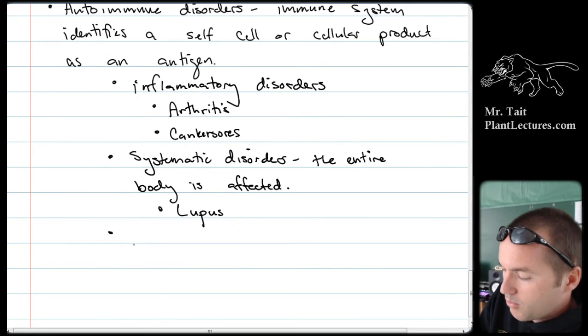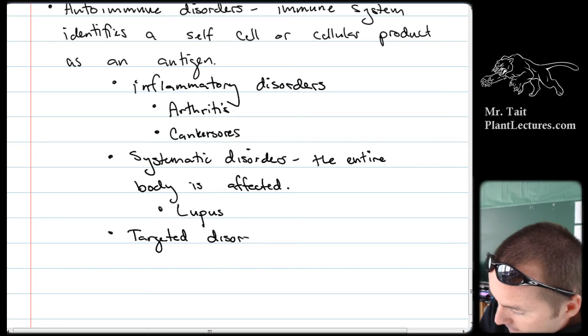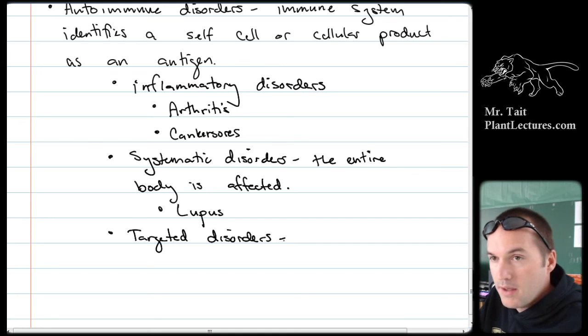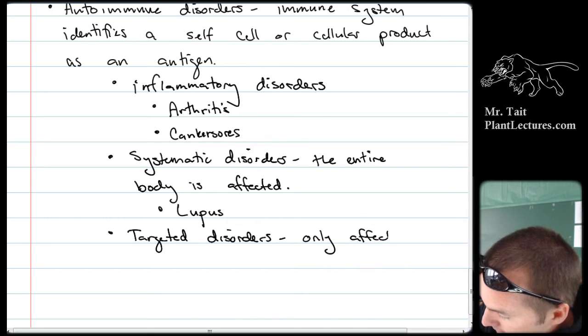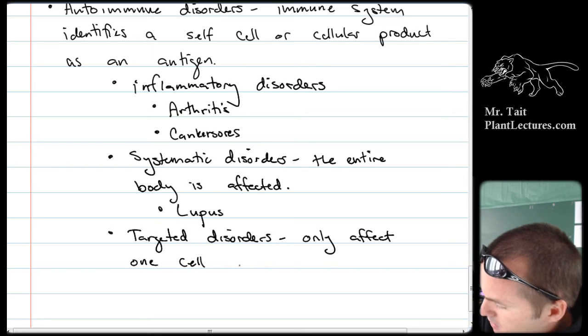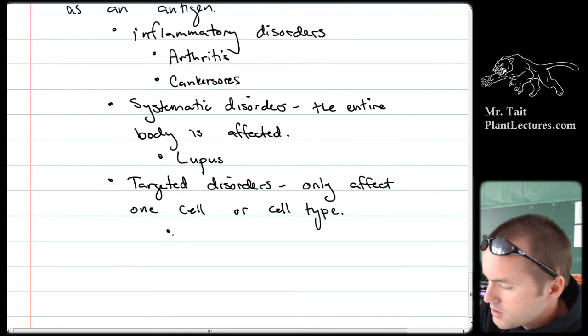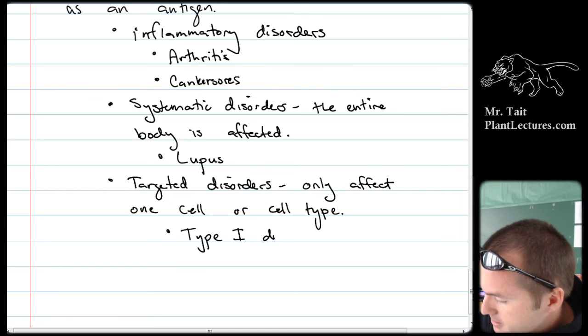And then you have targeted ones. Targeted disorders are only going to affect one specific part of your body. Only affect one cell or cell type. Okay? So, some examples of this are like type 1 diabetes.